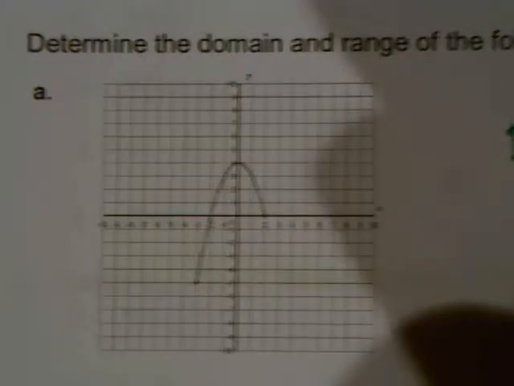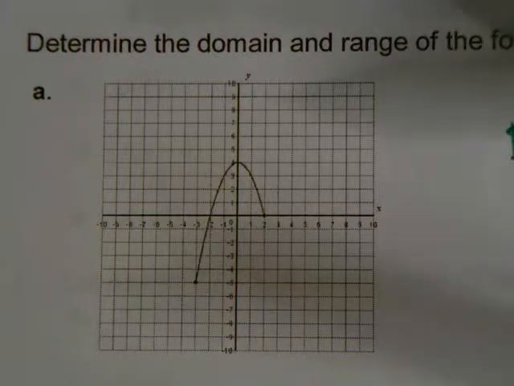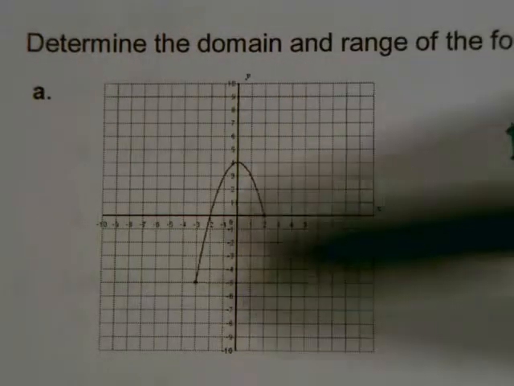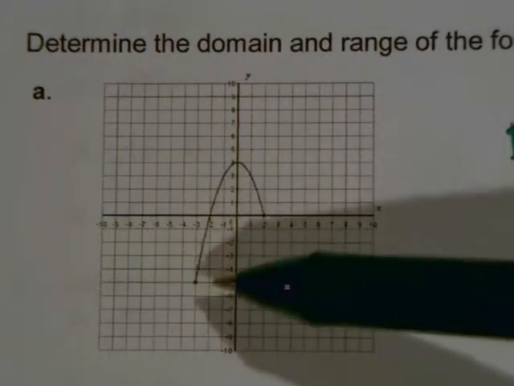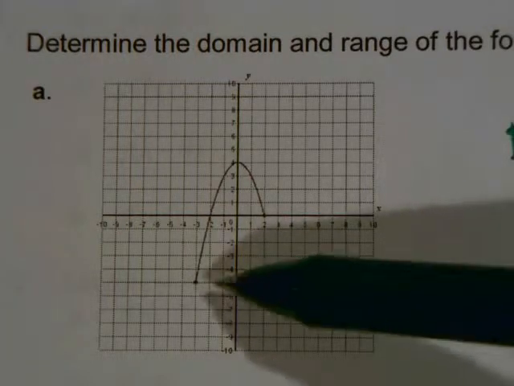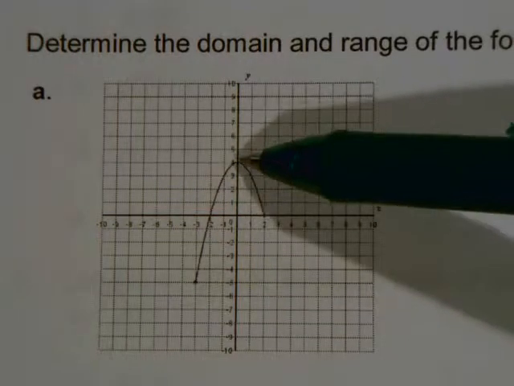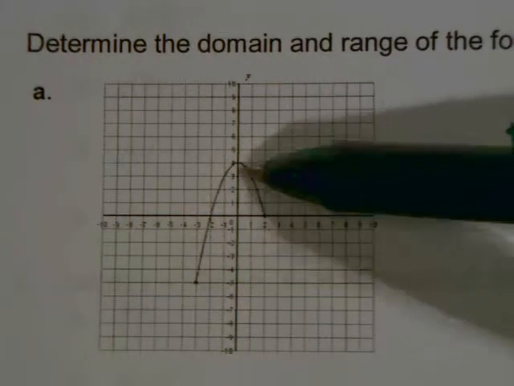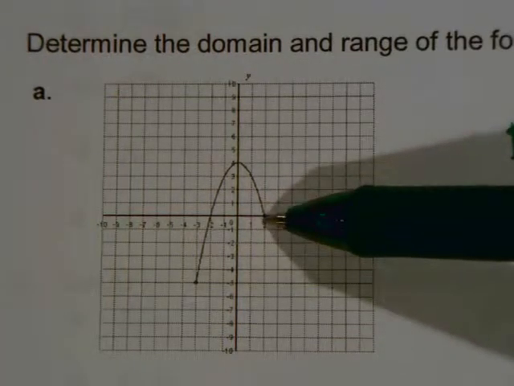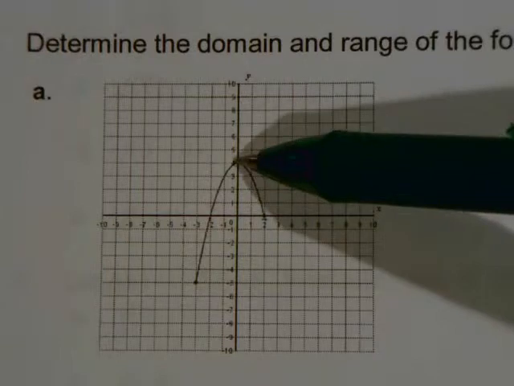Range, on the other hand, means the y values. So I'm looking for the lowest y value to the highest y value. Y's go in this direction, up and down. The lowest point on the graph appears to be right here, where y looks to be -5. On the other hand, the highest point on the graph is this one. And a real common mistake people will make is they'll use this point here. That point was very important for the domain, but not so important for the range. Range means go from the lowest spot on the graph to the highest spot on the graph.